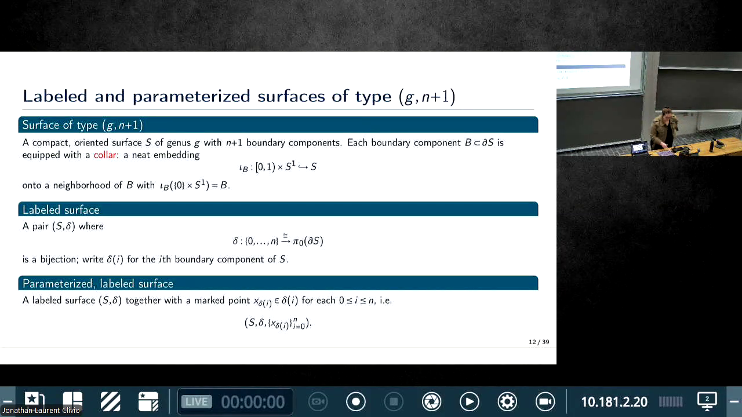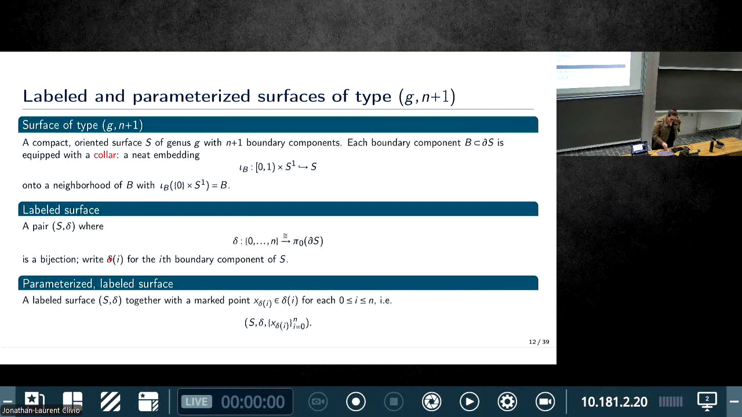I'm going to say that a surface of type (g, n+1) is going to be a compact oriented surface S with genus g and n+1 boundary components. I want every boundary component to have a little collar, a nice little neat embedding. This is so that when I glue them together I have a smooth surface at the end. I'm going to enforce a labeling of the boundary components, starting with 0 and going to n. I can't remember why we made that choice, but, oh, because we compare with operads.